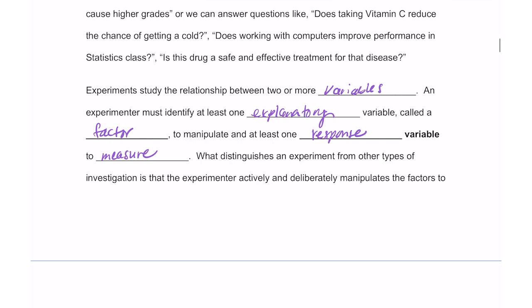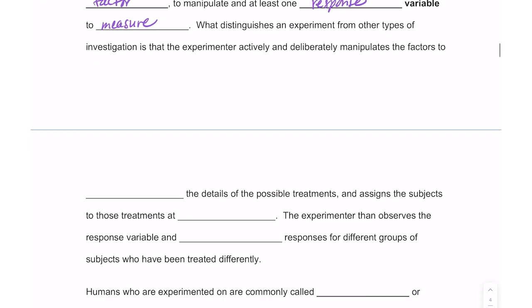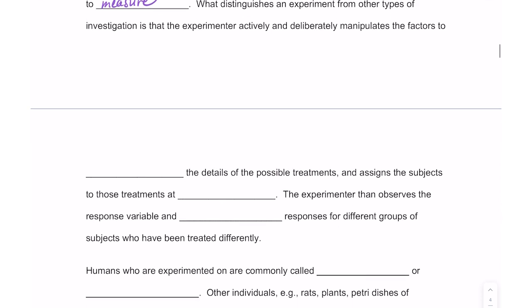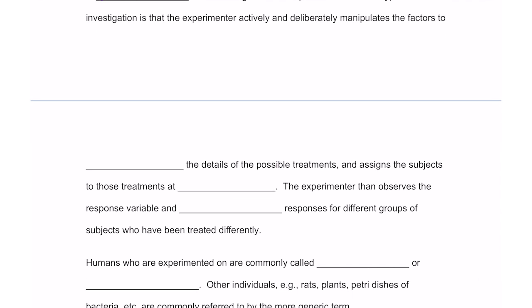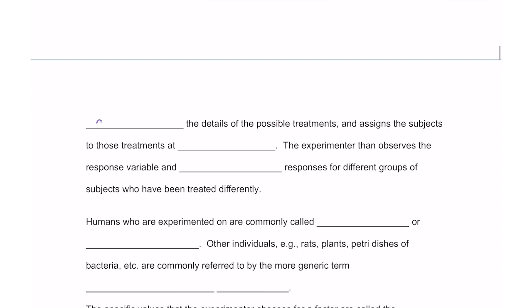What distinguishes an experiment from other types of investigation is that the experimenter actively and deliberately manipulates the factors to control the details of the possible treatments and assigns the subjects to those treatments at random. So random is key, as we looked at in chapter 11. The experimenter then observes the response variable and compares responses for different groups of subjects who have been treated differently.